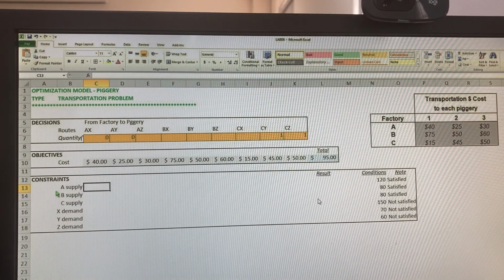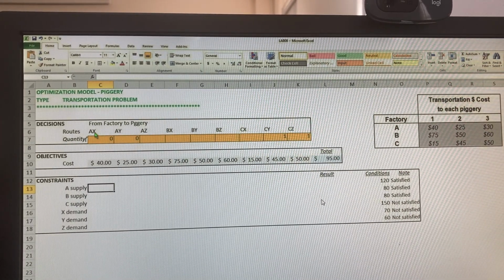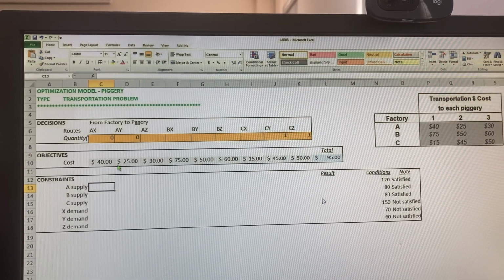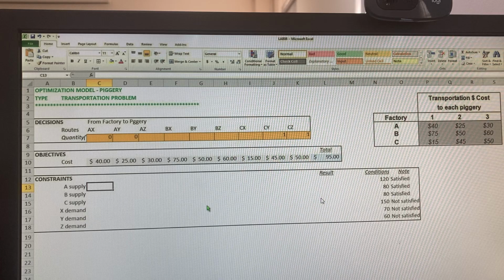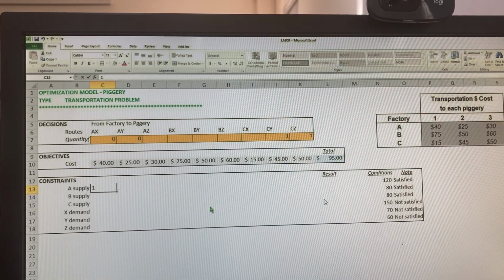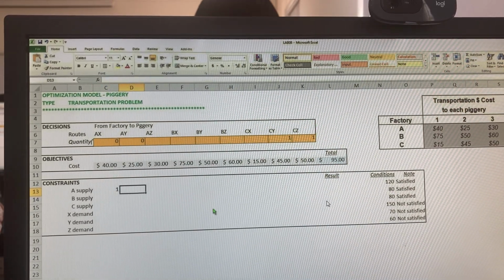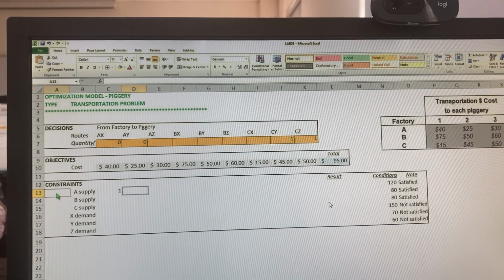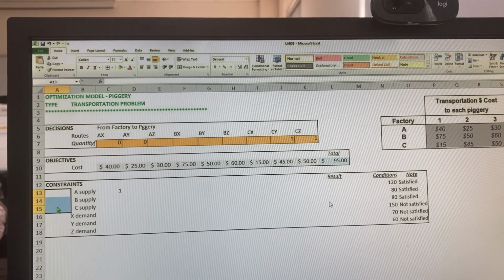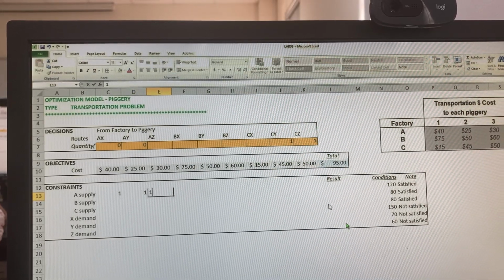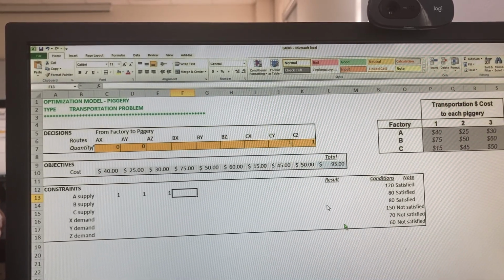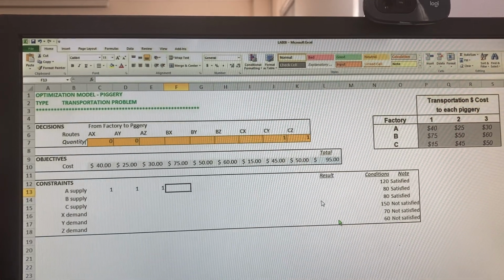Now you got to find the total supply from A, B, and C to the piggery. If you want to find the supply from A, then assign number 1 for the row, starting from A. So start from A, so 1, A, 1. All the rest will be assigned number 0.